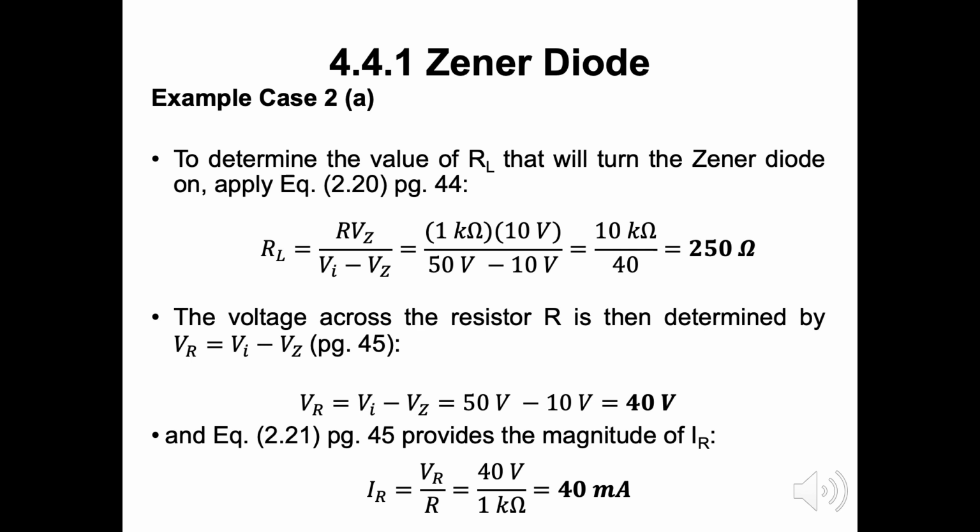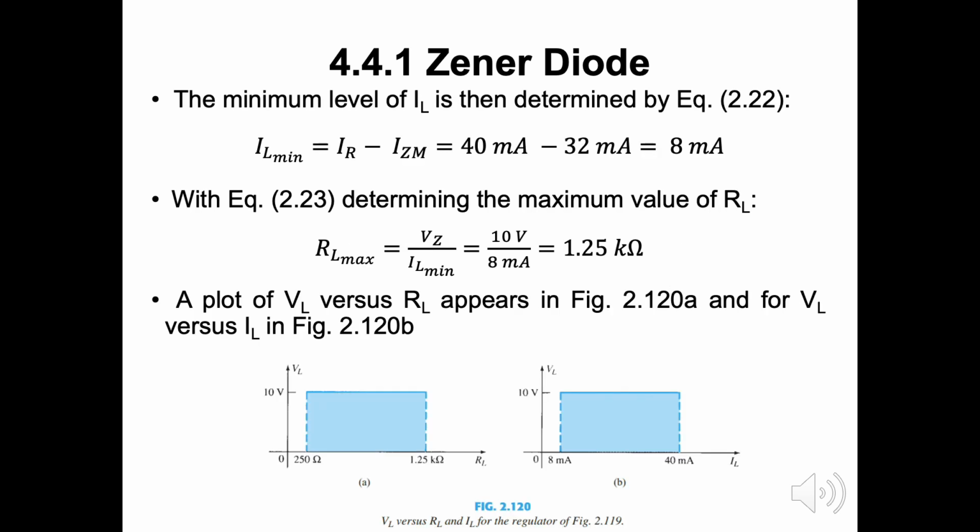The voltage across the resistor R is then determined by VR equals Vi minus VL, as on page 45, which is 40 volts. Then the magnitude of IR is equal to 40 mA. As for the minimum level of IL in equation 2.22, IL minimum now will be 8 mA. And the maximum value of RL now is 1.25 kilo-ohm.